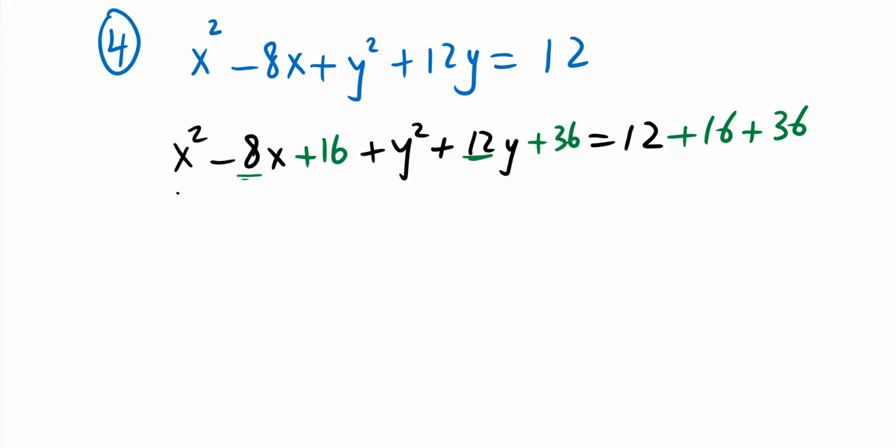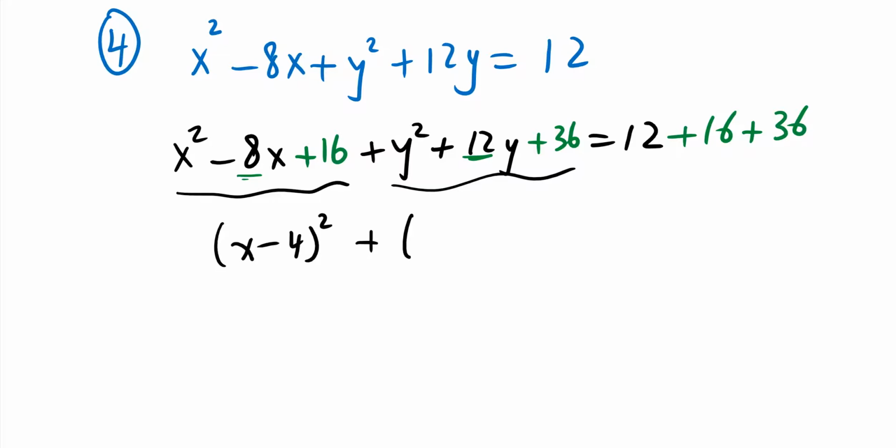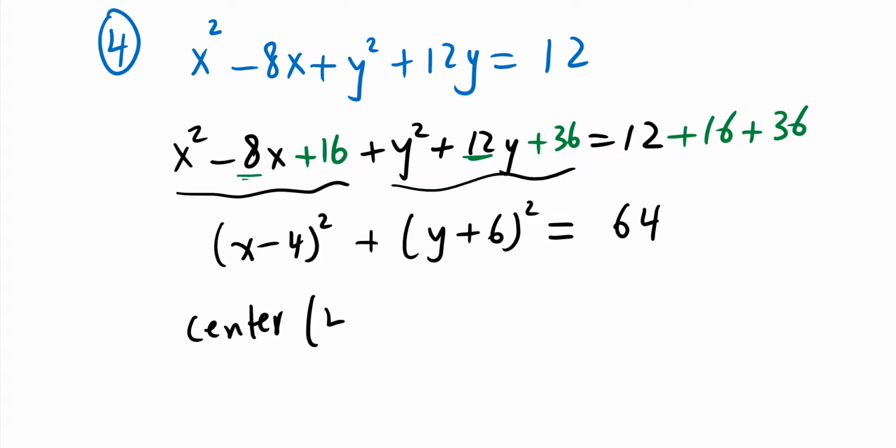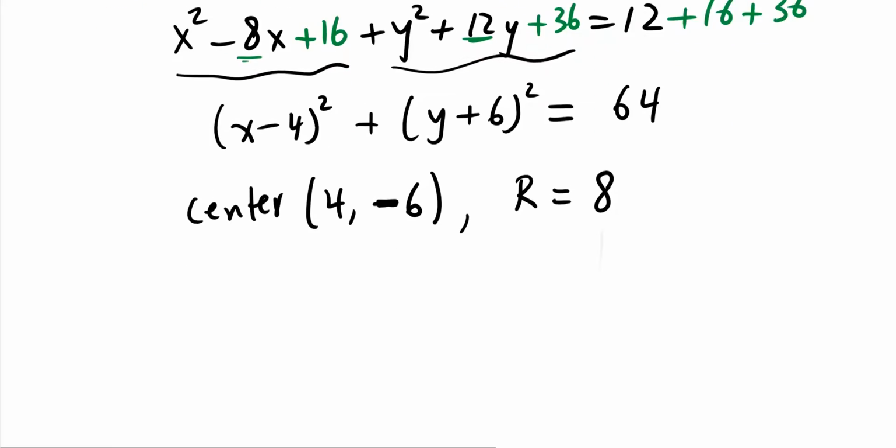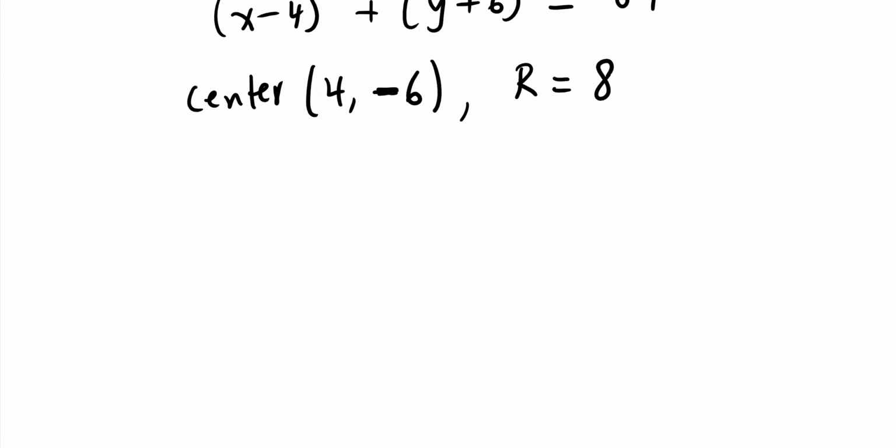So what do we get here? This part becomes (x minus 4) squared plus this part is (y plus 6) squared equals, what do we get for the right side? All we have to do is add the numbers up. Here we get 64. So then the center of the circle would be (4, -6). Pay attention to the negative. And then r squared is 64, so r is 8. So the radius is 8 and the center is (4, -6). That's pretty much about circles.